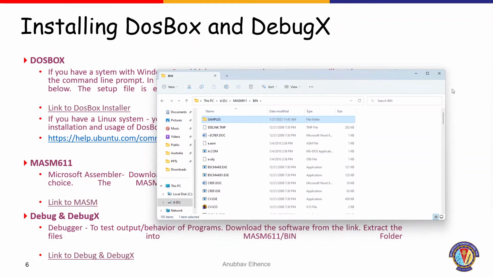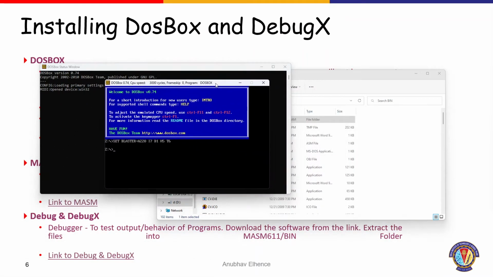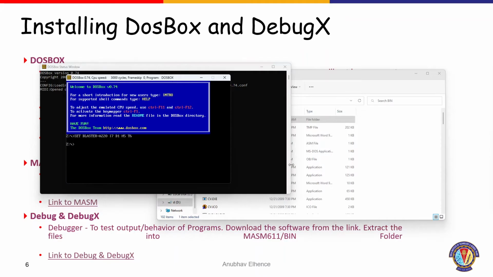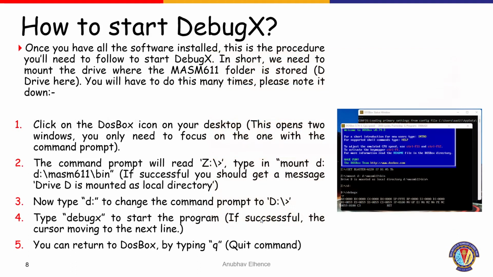Once you've done that, on your desktop screen you'll see the DOSBox already installed. Open the DOSBox by clicking there, and this is how it will begin. Once you've reached this step, take a pause, take a break, because next what we're going to do is start Debugx, and we'll execute a few simple commands in that. If you wish, you can pause the video now.